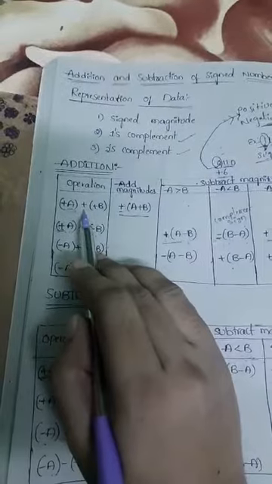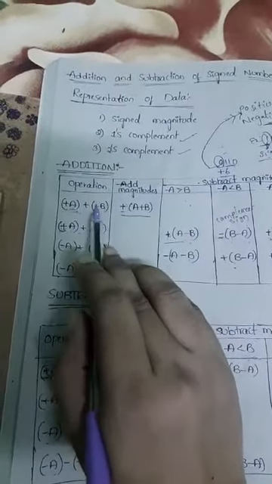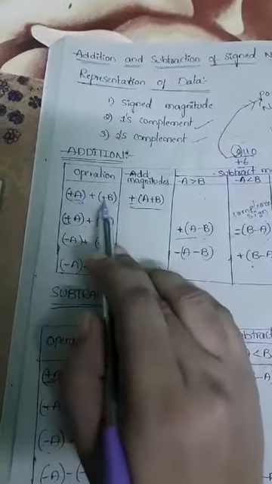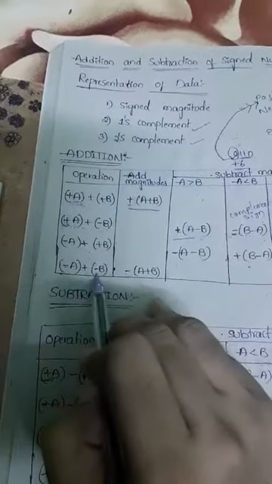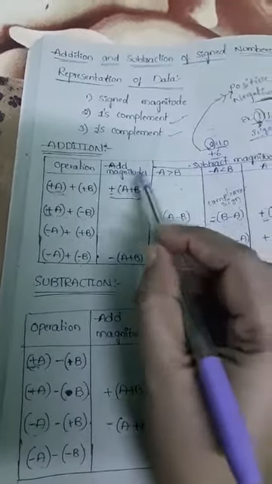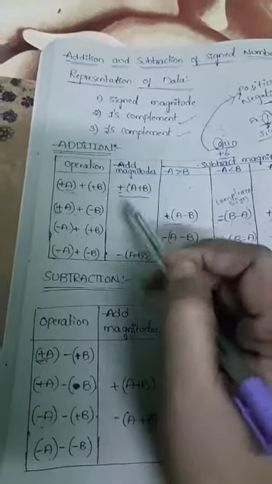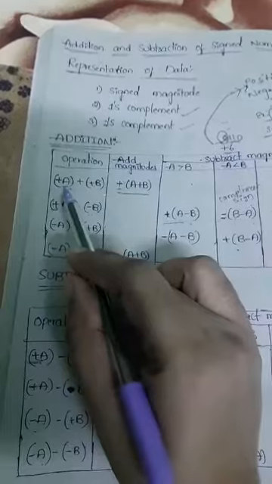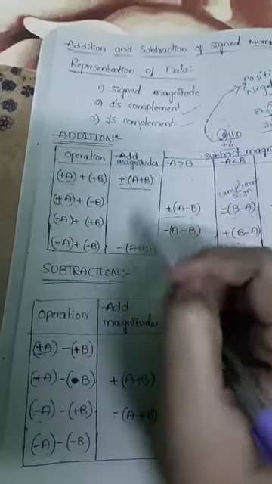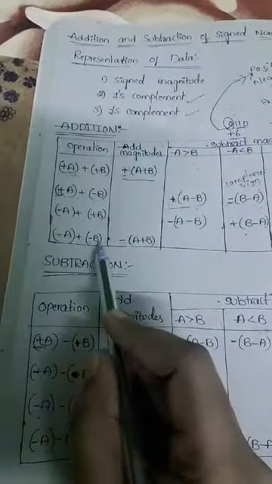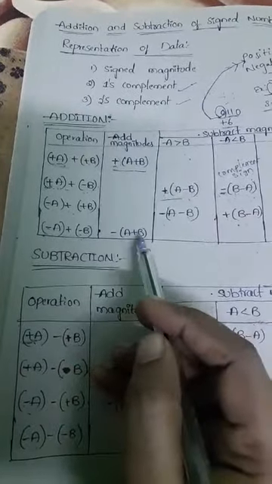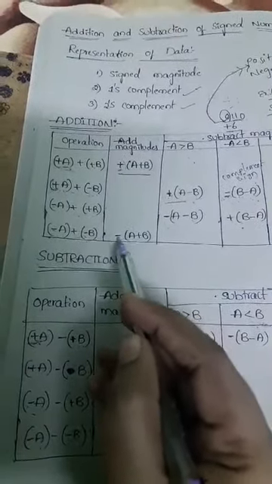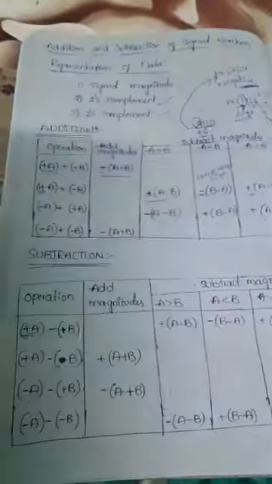Suppose the first case: if the signs of A and B are the same, that is positive positive or maybe negative negative, what is the result? Add the magnitudes, and the sign of the result will be the sign of A, right? And if the signs are negative, add the magnitudes and the resultant sign will again be shown by the sign of A. Now we'll see the same result presented here.